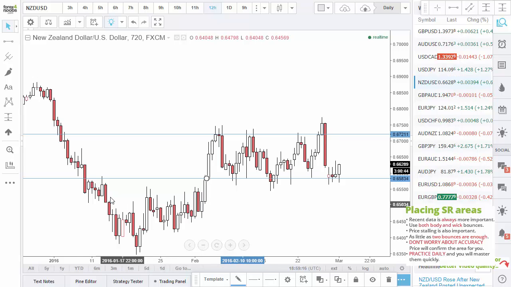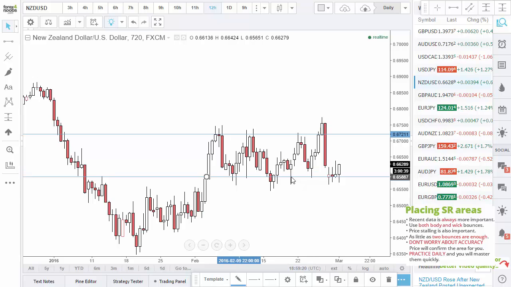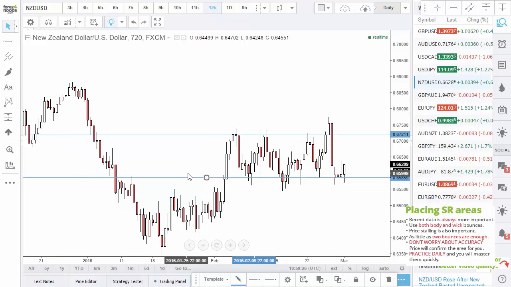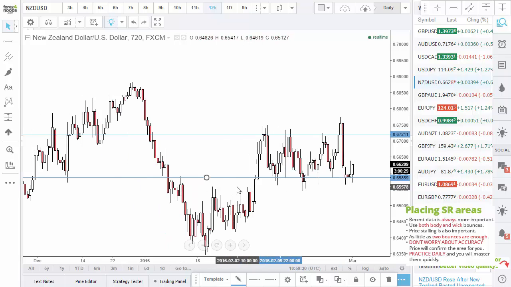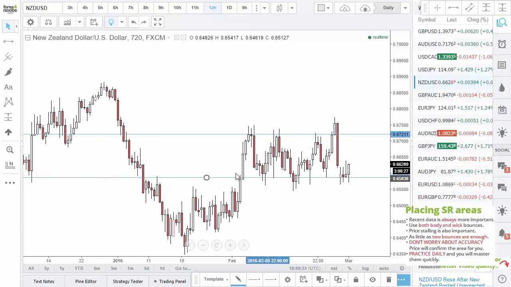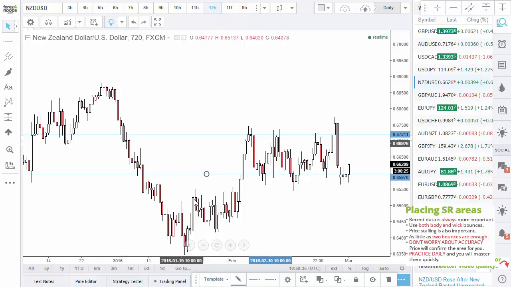What's the ideal distance between support resistance areas? There is no ideal distance. You just place them where you see them. Support resistance is wherever support resistance is. If you place them based on the daily and the 12-hour chart, there'll be a decent distance apart. There is no ideal distance. It varies from pair to pair. You just place them where you see them.